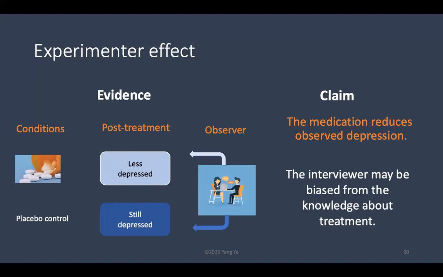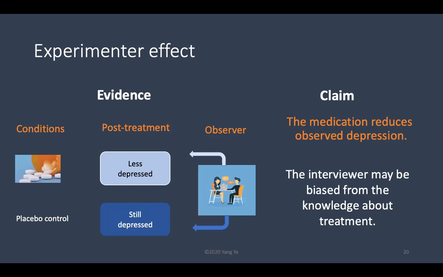But if the observer knows which group has been treated, then he or she might be biased, right? Our perception can be biased by our knowledge. You start to pay attention to the symptoms that have improved, and start to ignore the signs that haven't improved. So you engage in selective attention and selective processing of information, or you could ask biased questions that induce certain answers from the patients, right?